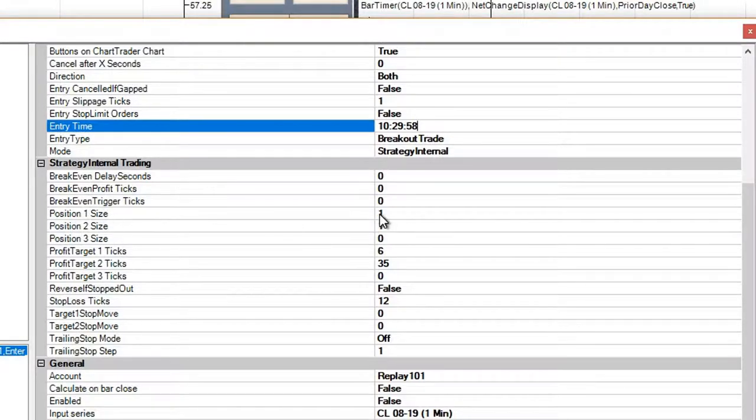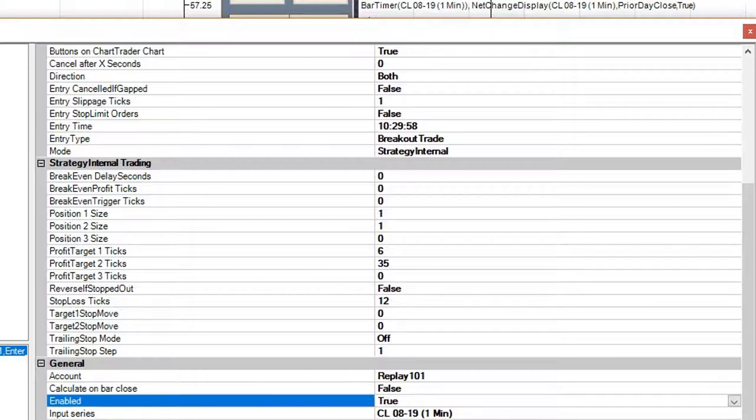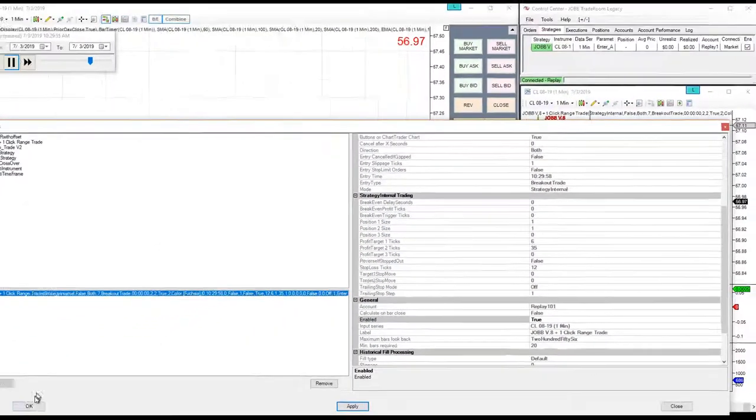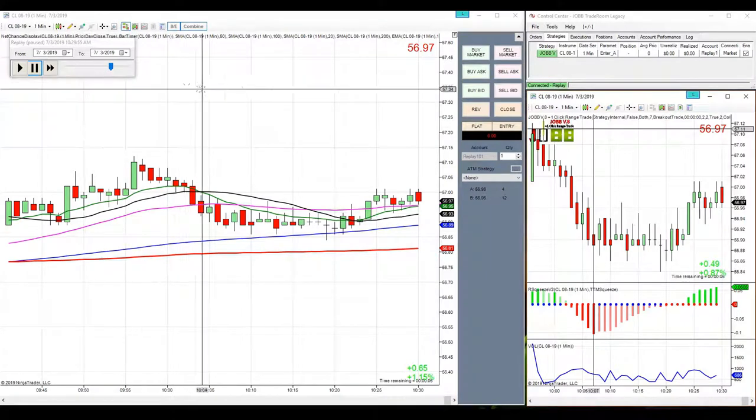We're trading two positions, one position for 6 ticks, profit target of 6. Position two is a profit target two of 35 ticks, and we have a stop of 12 ticks. We enable the trade by making it true. We apply it, and now you can actually see the trade take place.